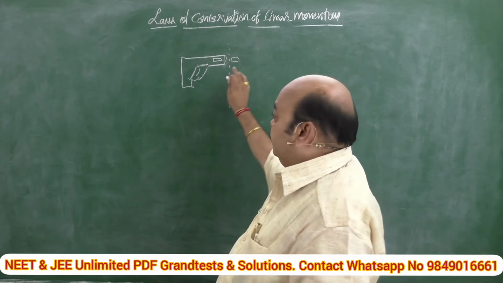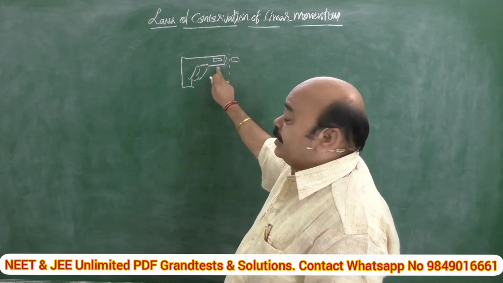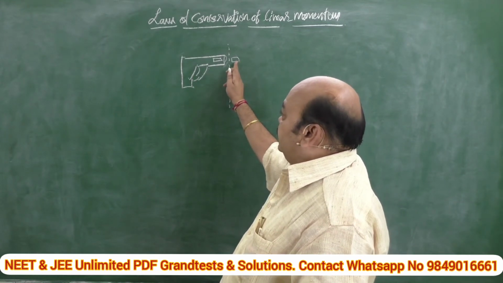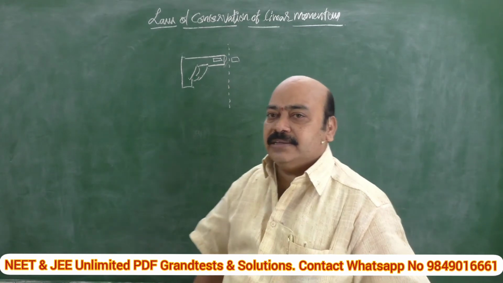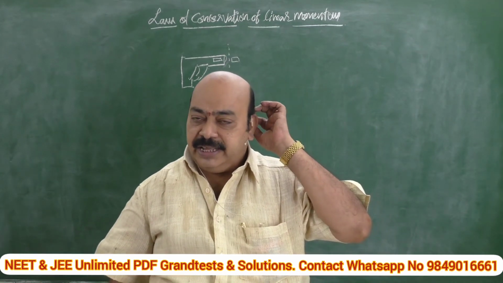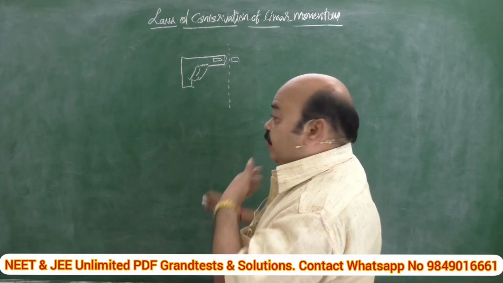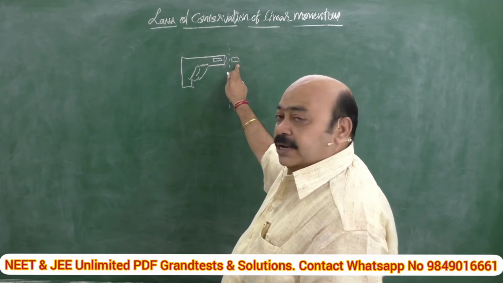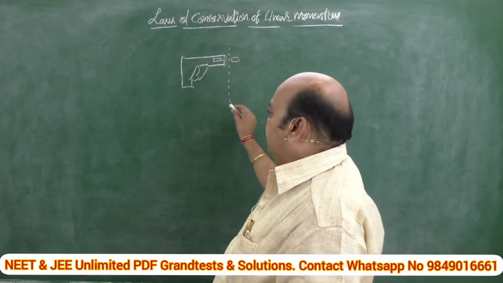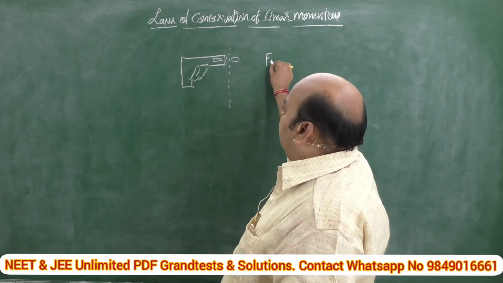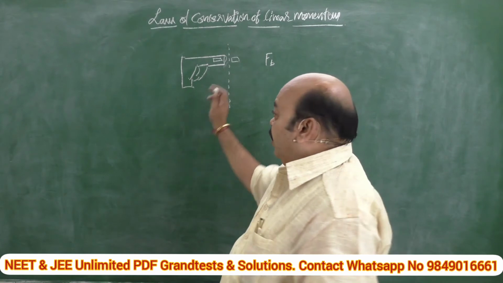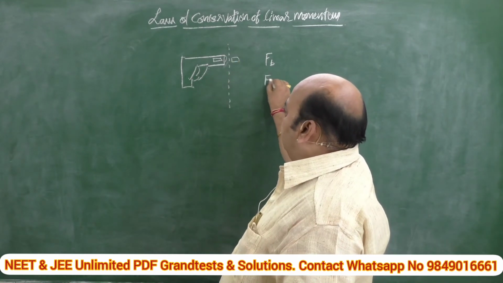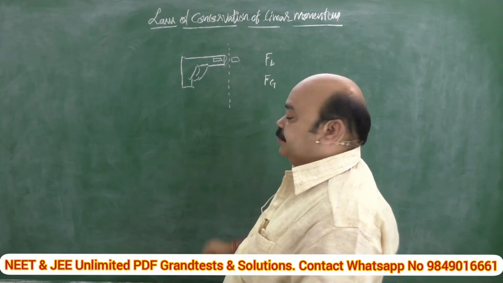For example, if the force of the bullet by the gun is taken as action, the force exerted by the bullet on the gun is the reaction. I will repeat once again. What is the force exerted by the gun on the bullet? Let us suppose it is Fb, force on bullet. What is the force exerted by the bullet on the gun? Let us suppose it is Fg.